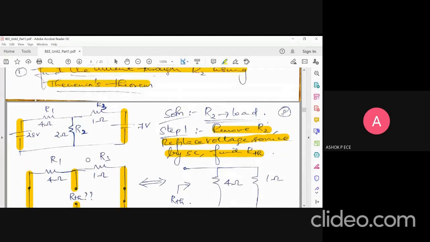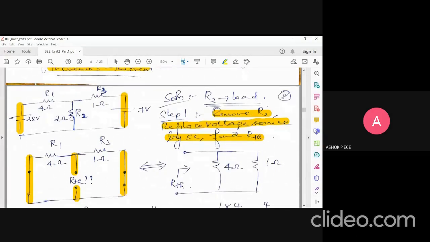In superposition theorem, at a time we'll be considering only one source, correct? But in Thevenin's theorem, after removing the resistance, you have to deactivate all the sources. So however many sources you have, you have to deactivate them. Deactivating the voltage source is equivalent to replacing it by a short circuit. So see here, I have removed R2, I opened it out, and I have short circuited my voltage source.